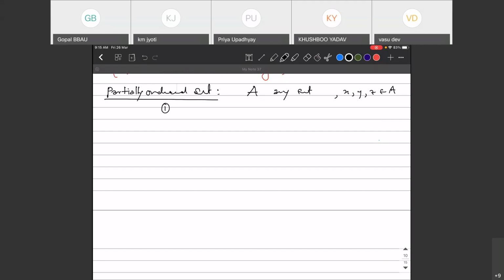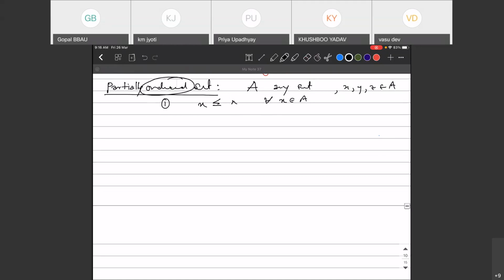Then the first property is A related to A. Here this relation we will use for ordering. For all x belongs to A, x related to x. Second property is that if x is related to y, x related to y means x less than y.